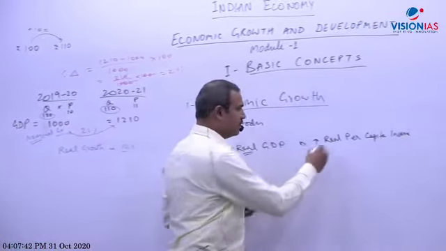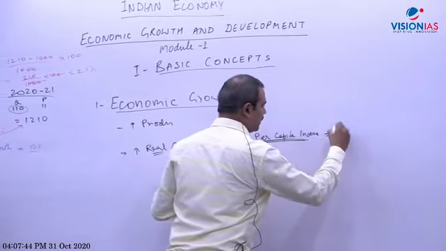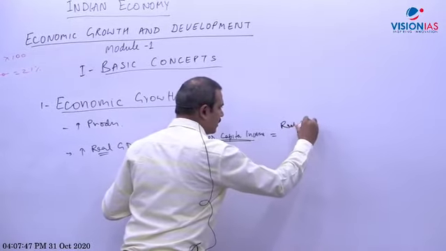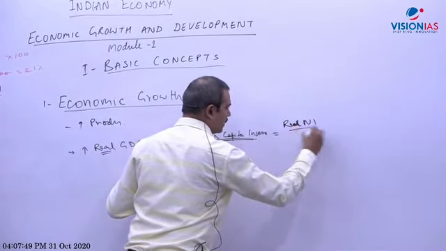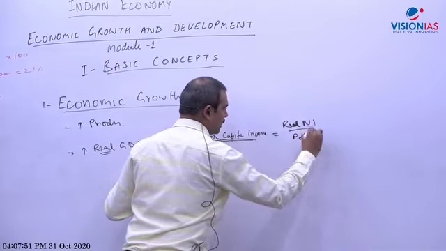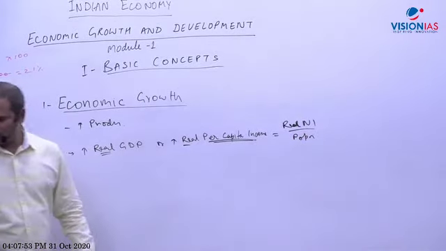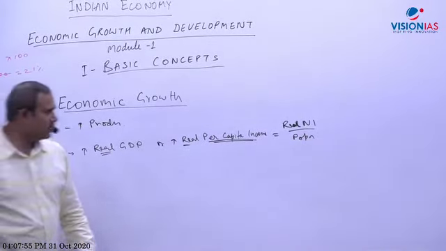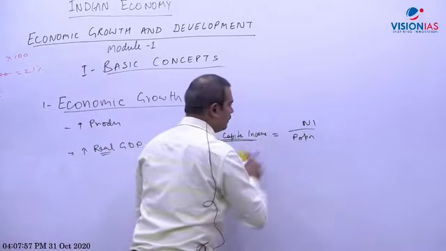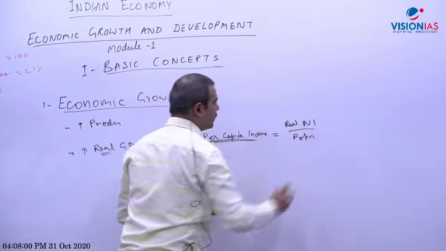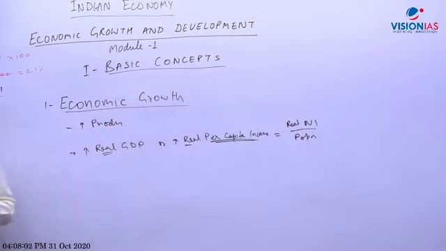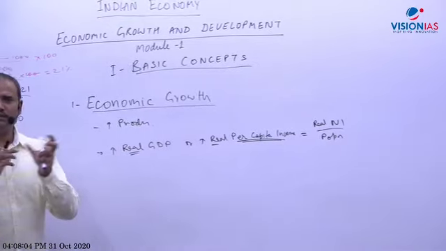So real per capita income is actually real national income divided by population. So what is real per capita income? Real per capita income will be real national income divided by population. You know GDP and national income are very much related.